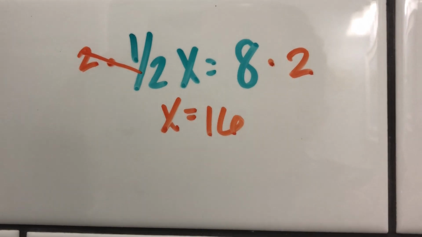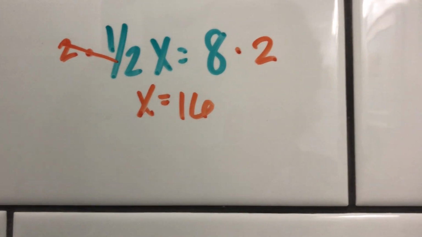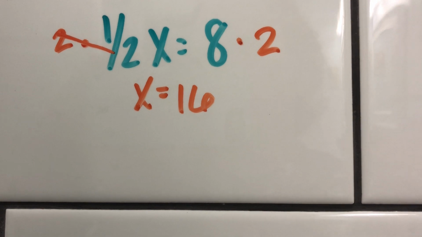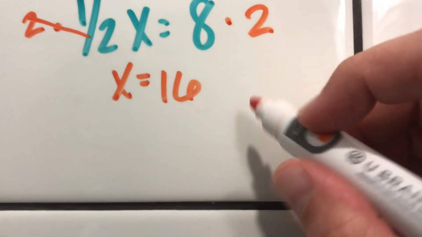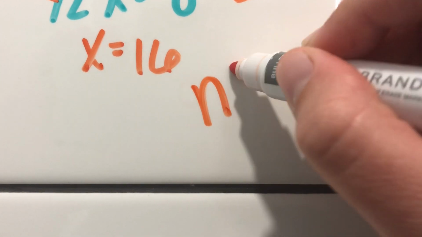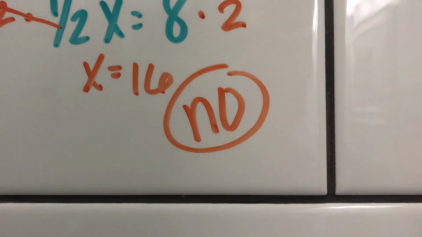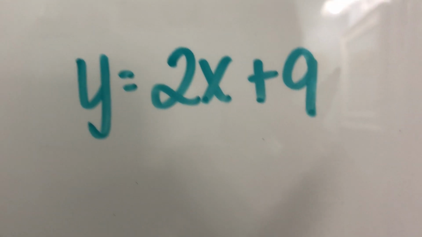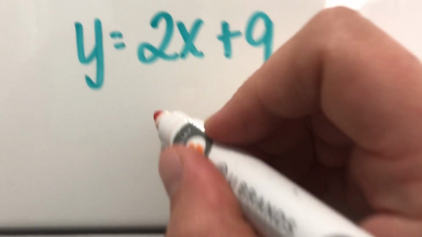Now that's a Vux equation. That's going to be a vertical line when I graph it. That's going to be important in a minute, and you'll remember me saying that. A vertical line is not a function. No. This one, y equals 2x plus 9. Yes, that's a function. It's got a y, it's got an x.